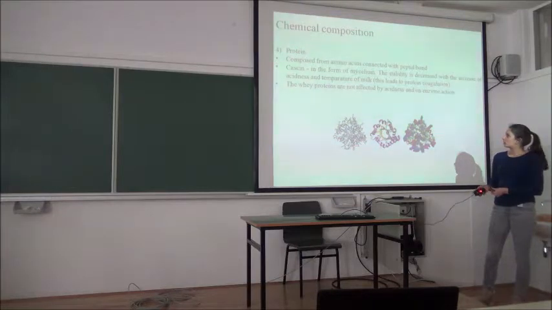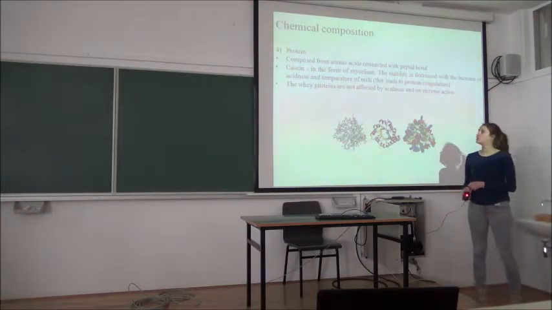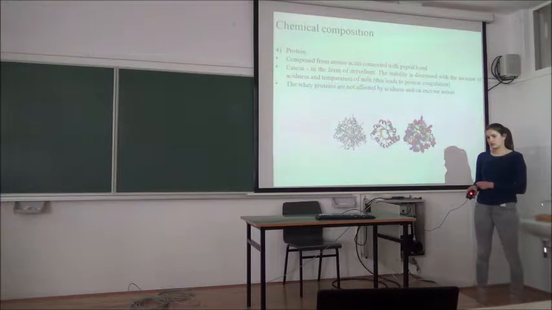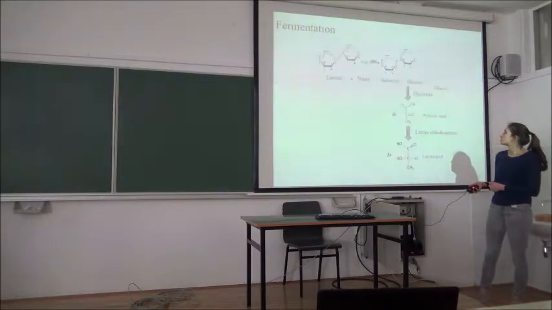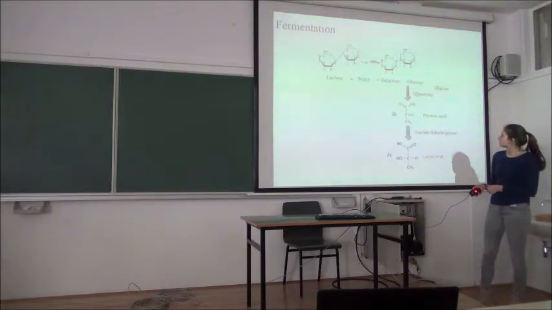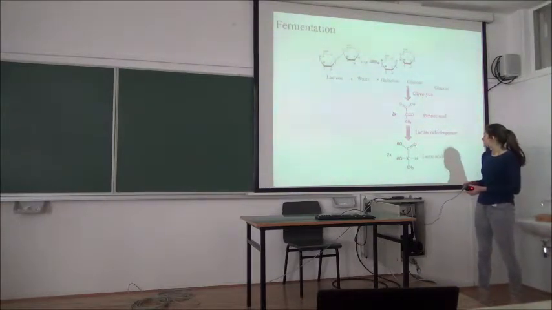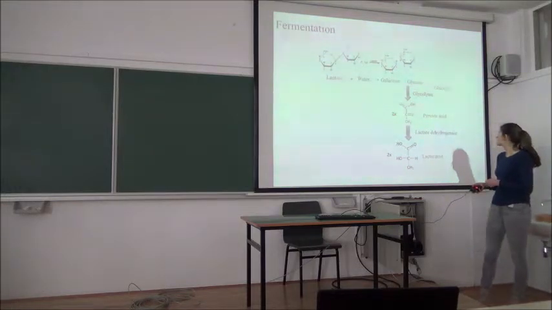Proteins are composed from amino acids connected with peptide bonds. Casein is the protein that is in the milk. It comes in the forms of micelles, and its stability is decreased by the increase of acidness and temperature, which leads to protein coagulation. This is the process of fermentation. It is the process in which lactose, which is made of galactose and glucose, is dissolved all the way to lactic acid with an action of an enzyme called lactate dehydrogenase.